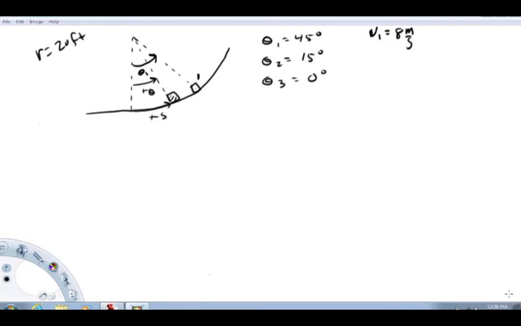Hi folks, I wanted to talk to you a little bit more about problem number 70 here. I just want to see if I could do a little bit better job explaining the plus and minus signs here. So again, in this problem, if you pay attention, this particle starts right here at what I call position 1. And its velocity at that point, given in the problem, is 8 meters per second, kind of down and left.